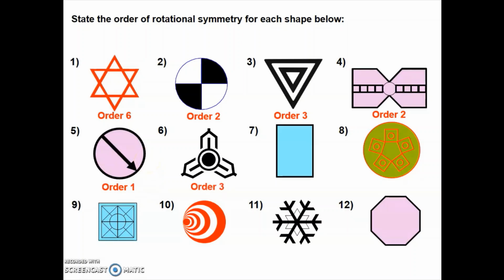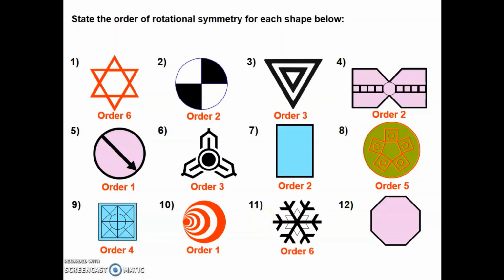Order 3 for number 6. 7 gives me order 2. For number 8, order 5. For number 9, order 4. For number 10, again, we're dealing with order 1, because of the nature of the color and the pattern, during the rotation, it will only look like itself as the original shape.